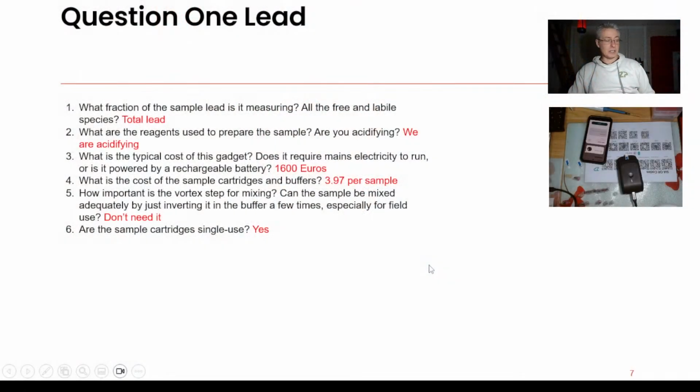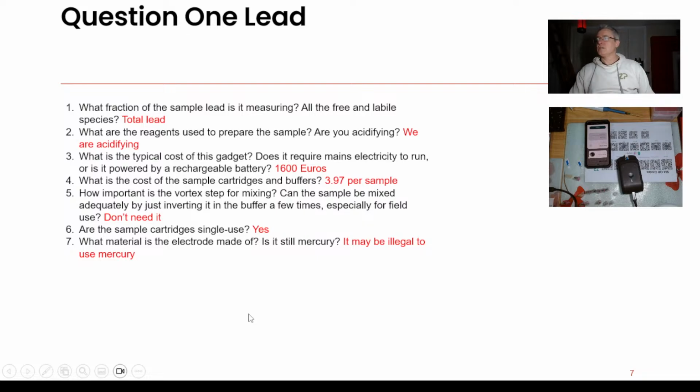The cartridges are single use. The problem with, not the problem, but once you put a sample on there, how you then convince yourself that it's clean for the next sample is a really hard convincing to be done. So we don't reuse sensors.